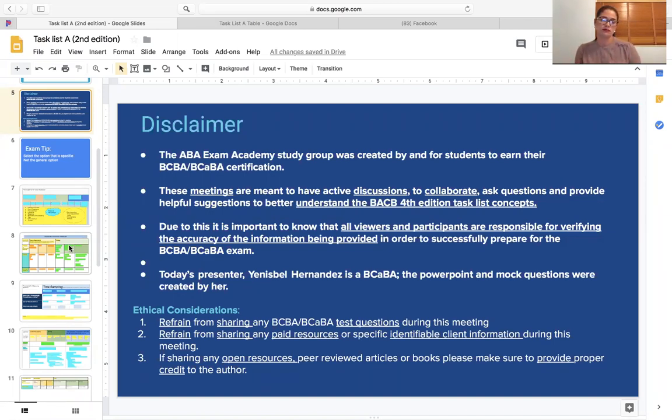They have strict strategic rules about it. And if we're gonna share any open resources, any books or anything like that, we always give credit to those who deserve it.